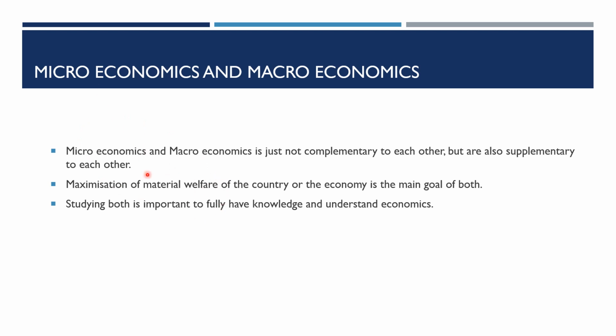In microeconomics, we are achieving this goal of maximization of material welfare by achieving optimum allocation of resources. Whereas in case of macroeconomics, we are achieving the same goal through achieving full utilization of productive resources of the country. So here we are trying to fully utilize the productive resources of the country in order to achieve maximization of material welfare.